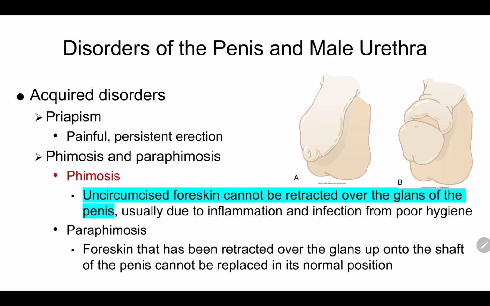You also have some other acquired disorders, and I'll just talk about phimosis right here. This is where the uncircumcised foreskin cannot be retracted over the glans of the penis. It's usually due to inflammation or infection, generally from poor hygiene.